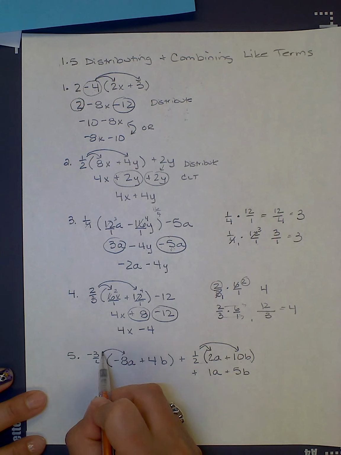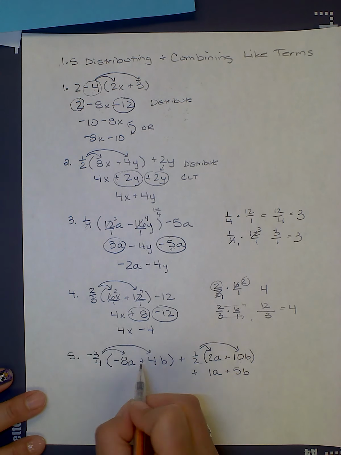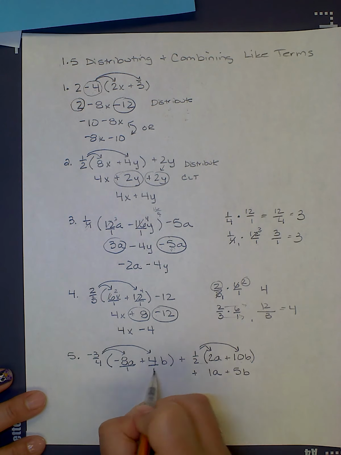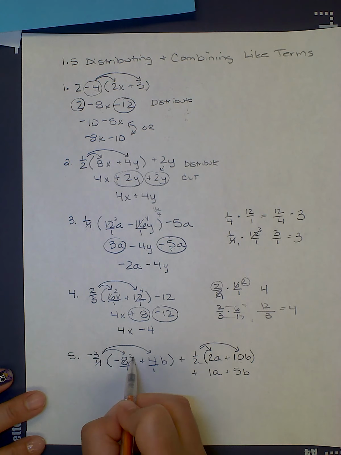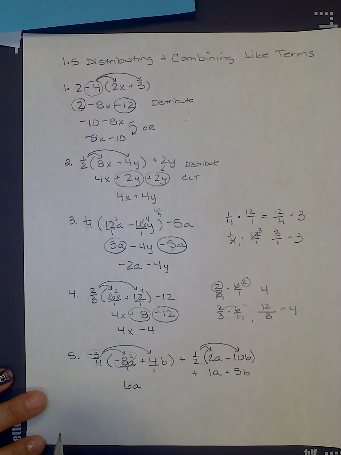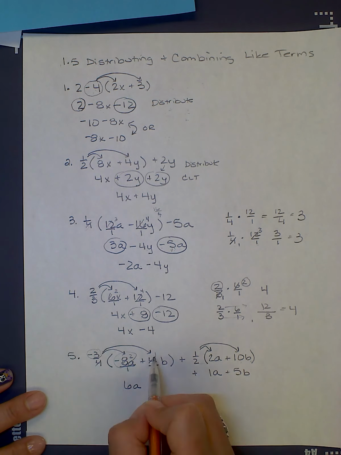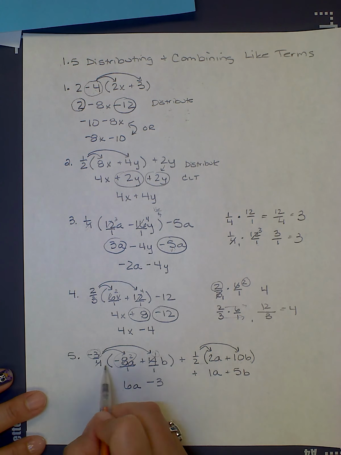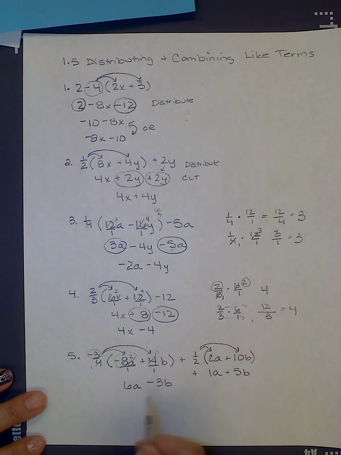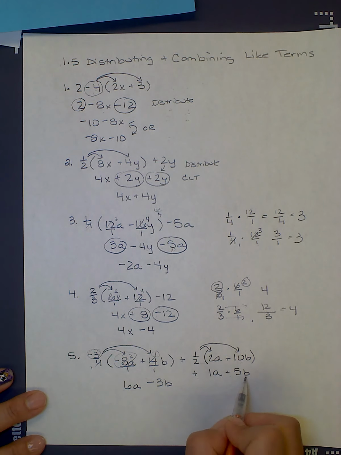Negative 3/4 times negative 8 and negative 3/4 times 4. Again, throw these over 1. 4 goes into 8 twice. Now we really have a negative 3 times a negative 2, which gives us positive 6a. And then we have to go back. 4 goes into 4 once. So we have a negative 3 times 1, which gives us negative 3, and 1 times 1, which gives us 1 on the bottom, so we can leave that off. So that gives us 6a minus 3b plus 1a plus 5b.